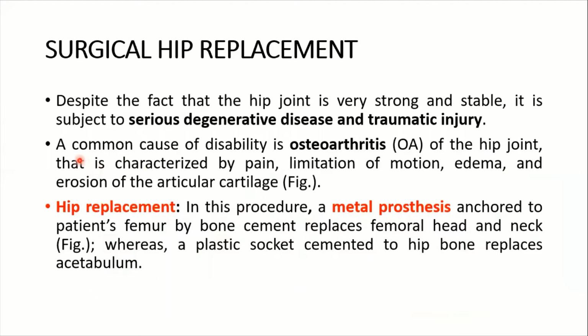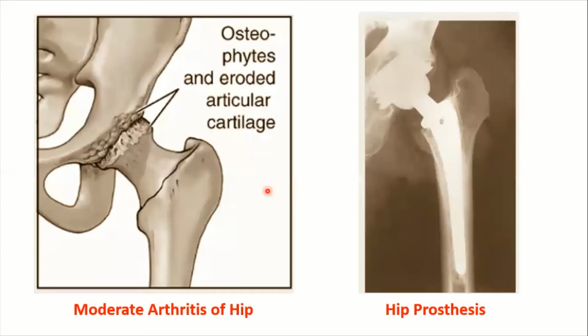Let's say a few words again about this osteoarthritis, OA. A common cause of disability is osteoarthritis, OA, of the hip joint, which is characterized by pain, limitation of motion, edema, and erosion of the articular cartilage. Here you could see all these characteristics of the osteoarthritis. They're pretty common here.